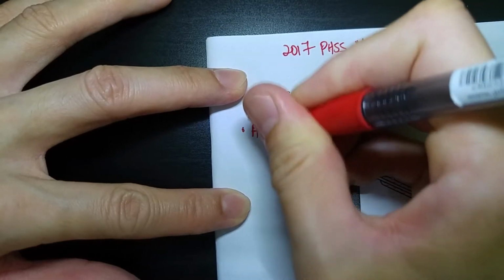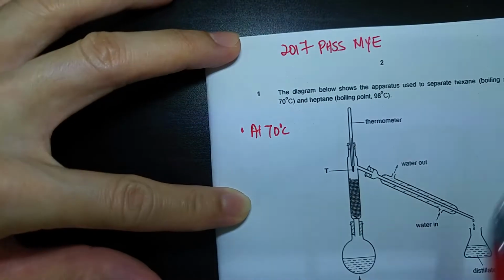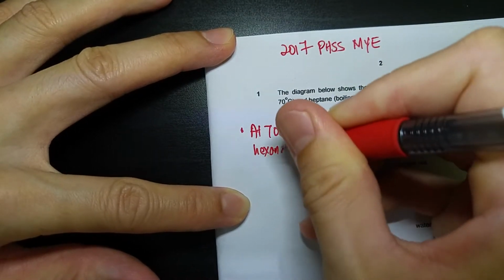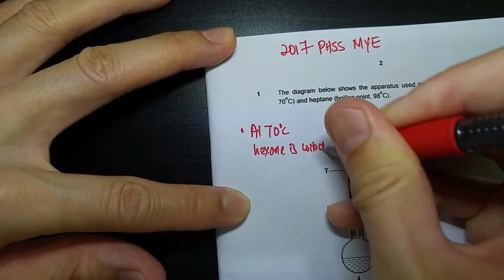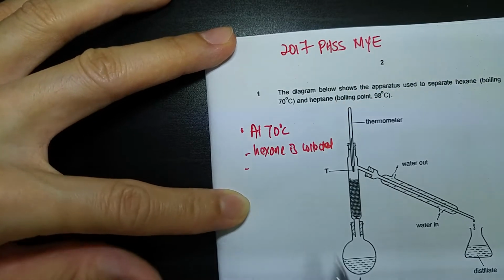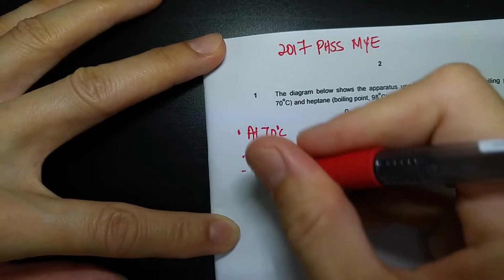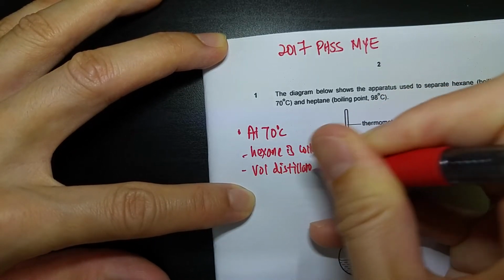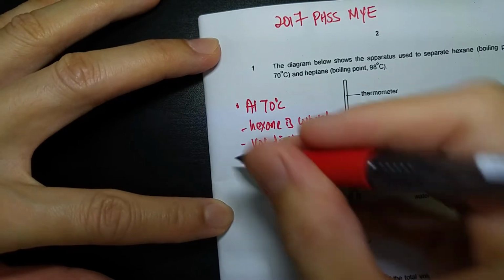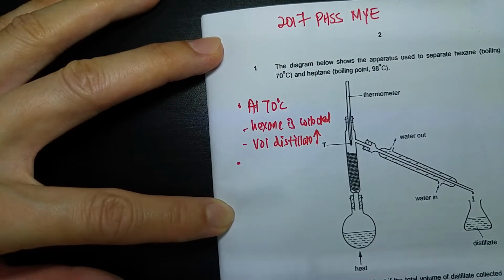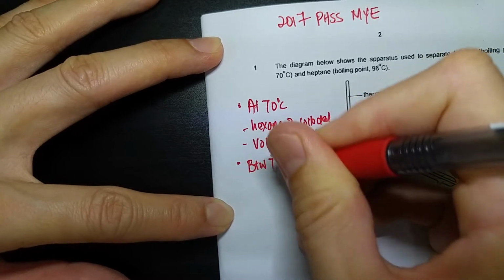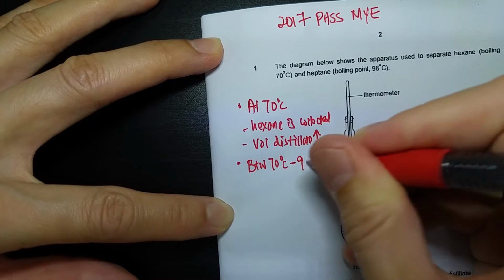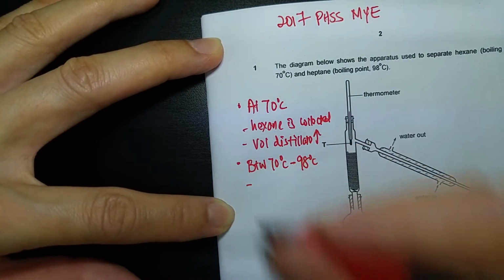So you need to know that at 70 degrees Celsius, what happened? The hexane is collected, which means that the volume of the distillate will increase. Then how about after 70 degrees Celsius, or between 70 degrees Celsius and 98 degrees Celsius? What happened to the volume?